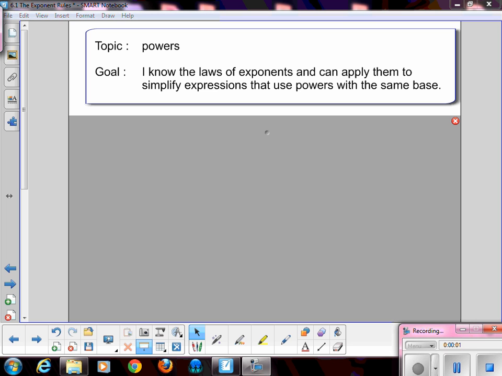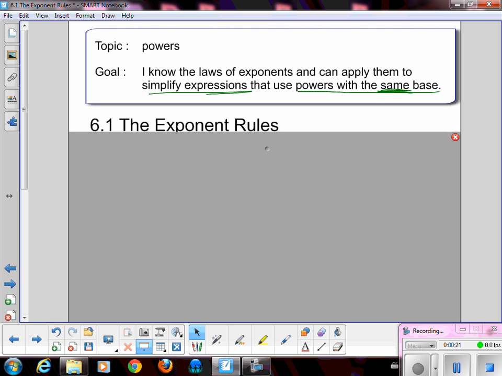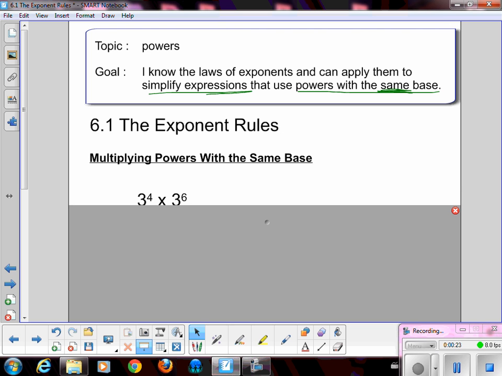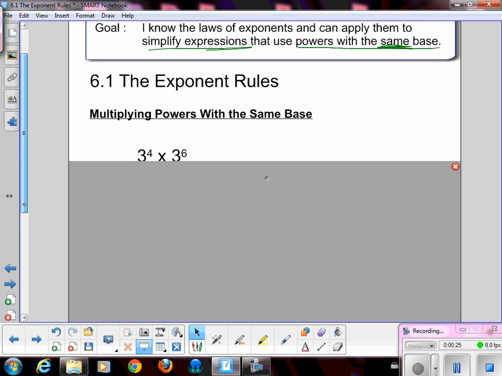So our next unit has to do with exponents and exponential functions. So our topic obviously is powers, and our goal today is: I know the laws of exponents and can apply them to simplify expressions that use powers with the same base. Okay, again, remember it's the same base that we need in order to do exponent laws. So we're going to look at 6.1, the exponent rules.